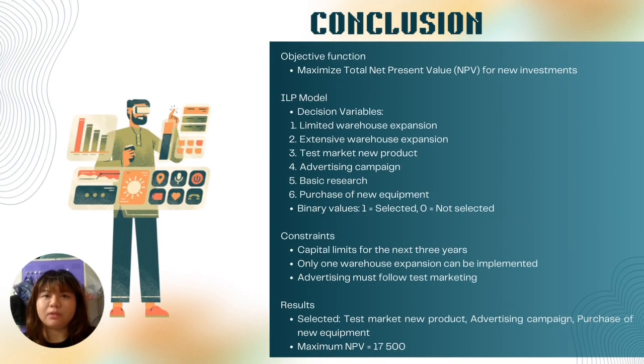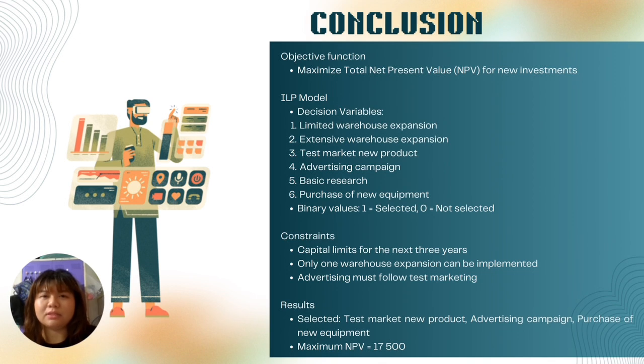In this study, the objective was to optimize new investment in Spencer Enterprise. The objective function was to maximize the total net present value, subject to constraints on capital requirements for the next 3 years. Only one of the warehouse expansion projects can be implemented, and the advertising campaign must be conducted if test marketing of the new product is carried out.